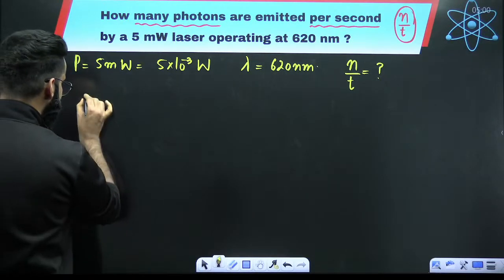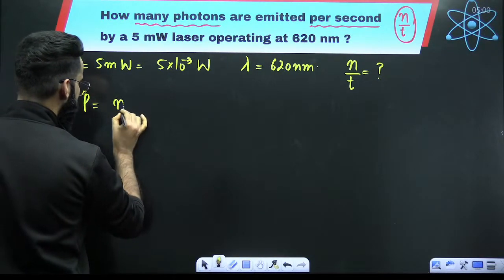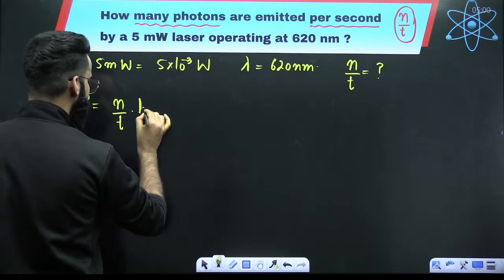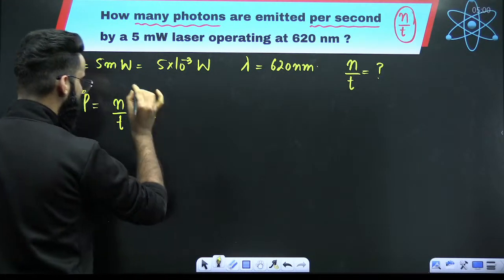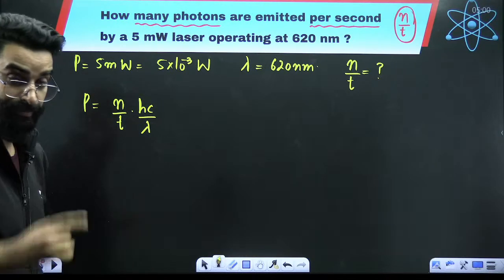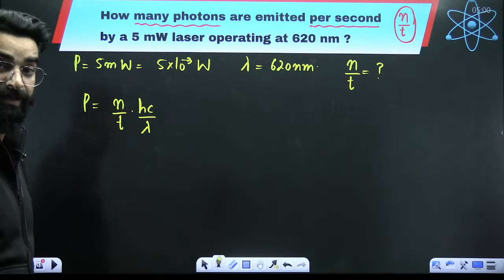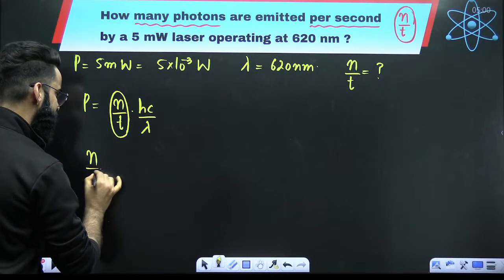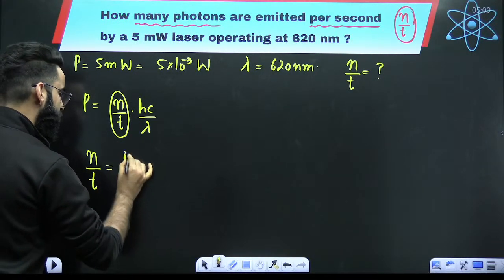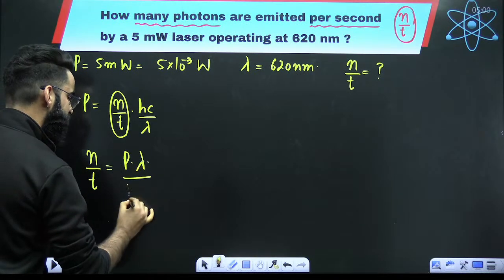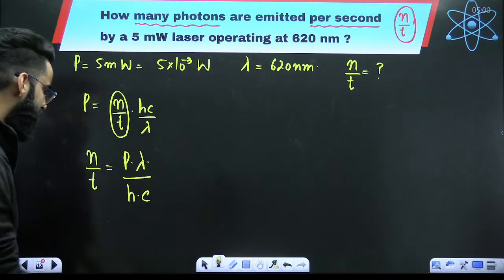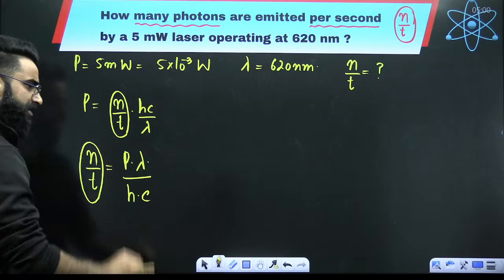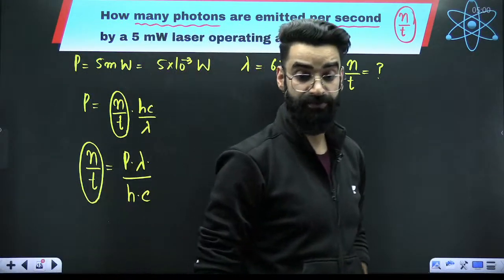Few minutes back only, I gave you one result. Power is equal to N divided by T multiplied by H c divided by lambda. So you have to calculate the value of N by T. So can I say N divided by T will be equal to power multiplied by lambda divided by H multiplied by C, right? This is the rate of emission of photons, which I'm supposed to calculate.